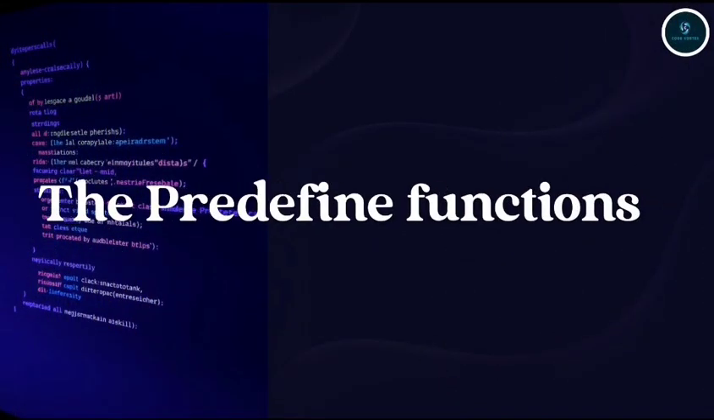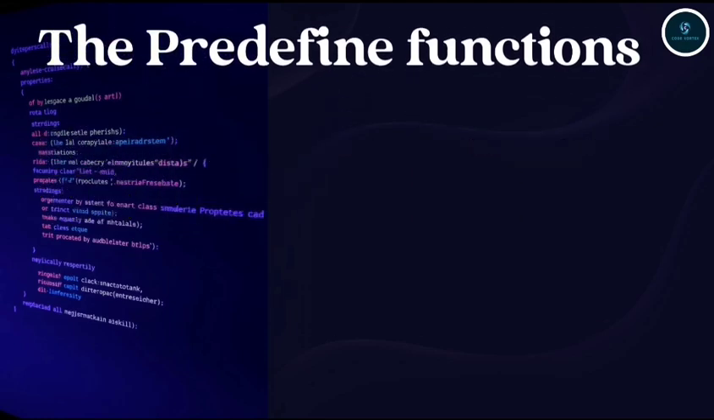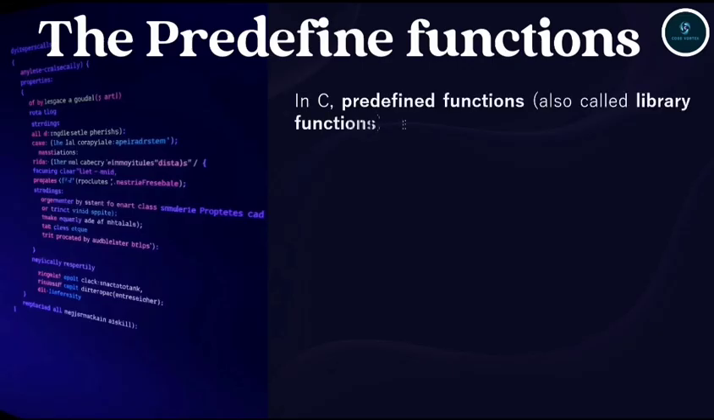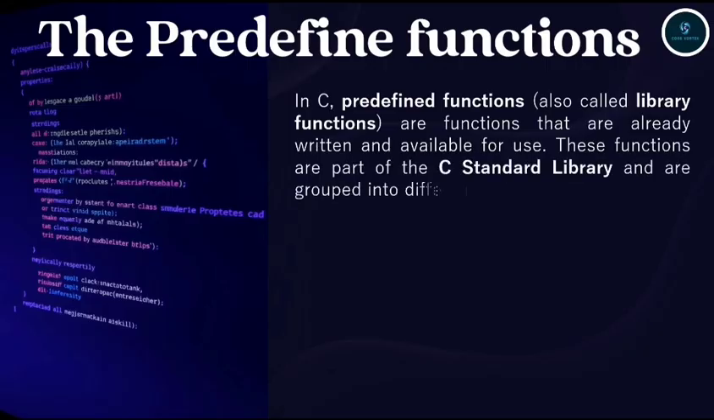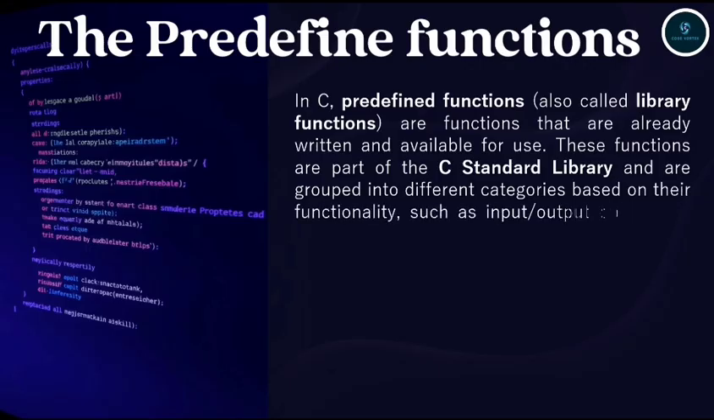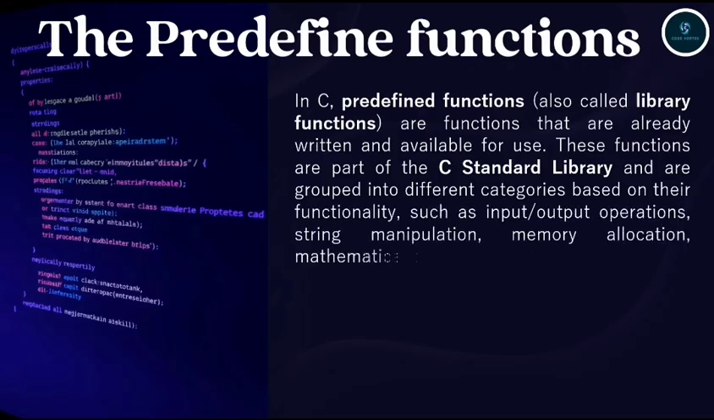Today, we are diving into something simple but super essential: predefined functions in C programming language. Let's dive in. So, what are predefined functions? In C, predefined functions are functions that are already written and available for use. These functions are part of the C standard library and are grouped into different categories based on their functionality, such as input-output operations, string manipulation, memory allocation, mathematical operations, and more.